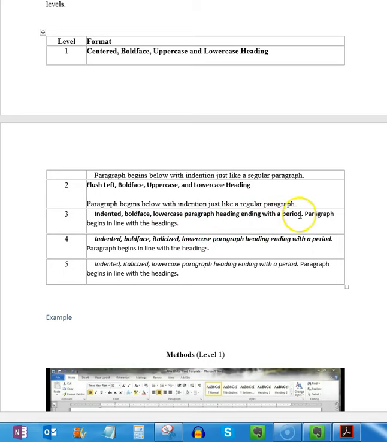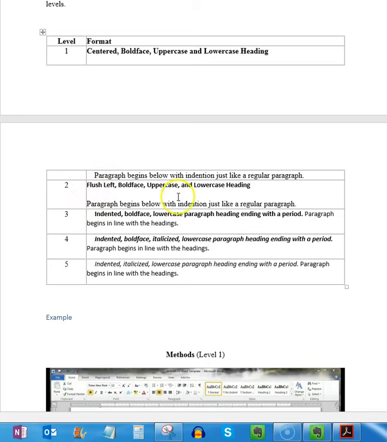Sometimes I see people put it above the paragraph, but it goes right in the paragraph, and that's where it gets kind of confusing. So level 3 is the first sentence in the paragraph, essentially, and the only word that gets bolded is the first word. Everything else is lowercase, but it ends with a period, so it looks like a sentence, but it's bold, and only the first letter of the first word is capitalized.